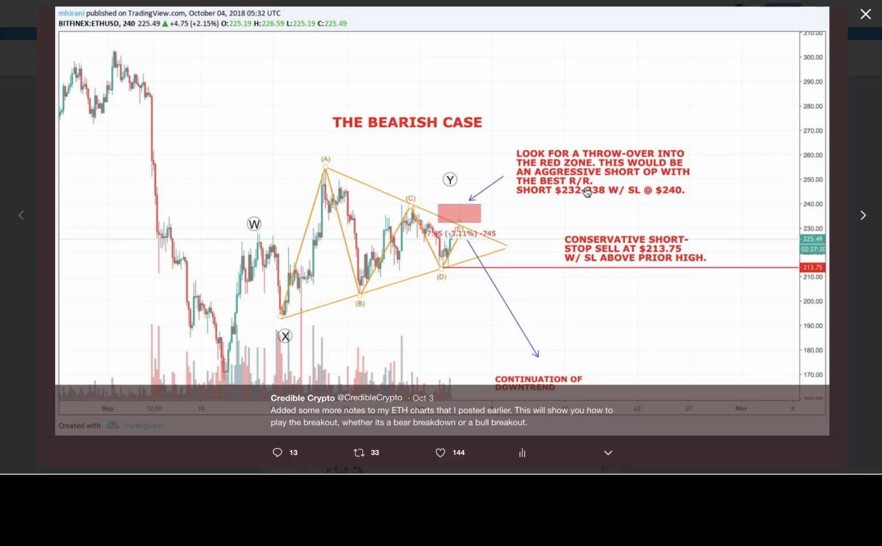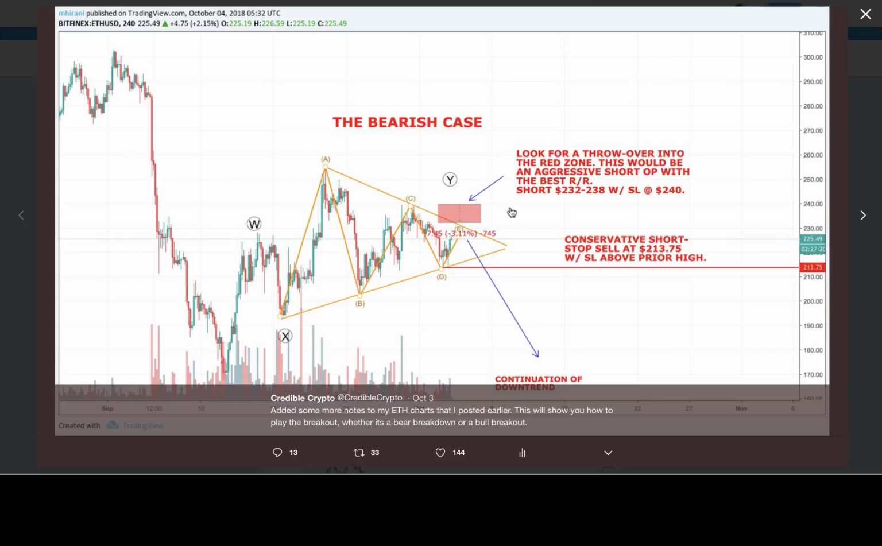So I told my followers, this was on October 3rd, about a week ago, look for a throw over into this zone, because number one, as we know, only the E wave can overthrow, which would make this bearish case very likely. If we're seeing an overthrow, it's likely the E wave, and we know that triangles break in the opposite direction of the E wave. So look for an overthrow in this territory, and if you want, you can short 232 to 238 with a stop loss at 240 because that's the invalidation point.